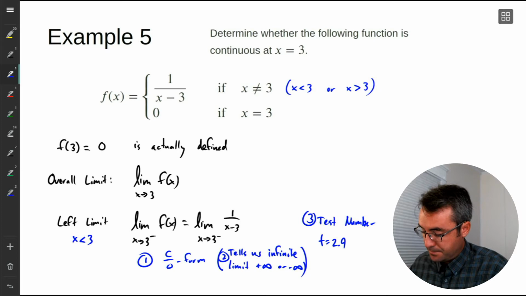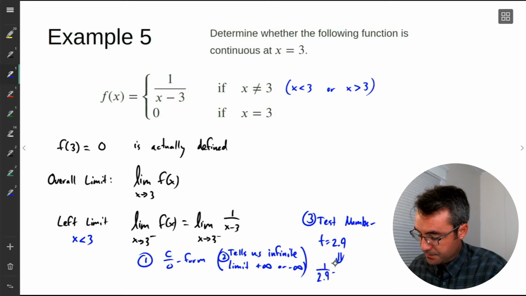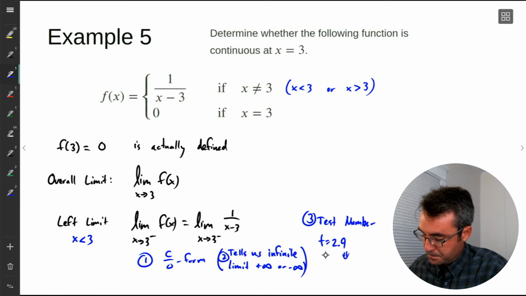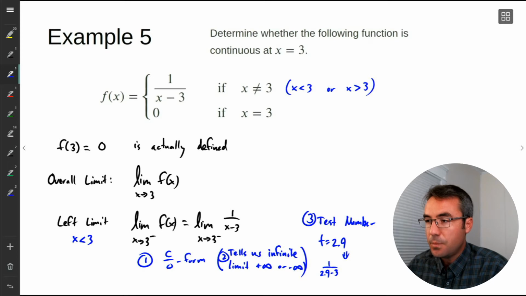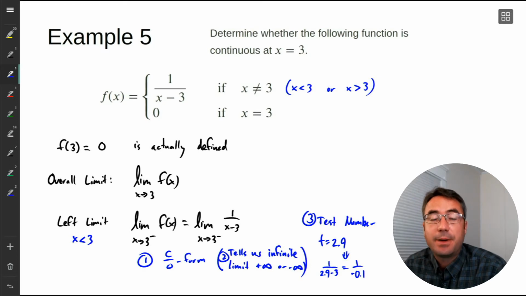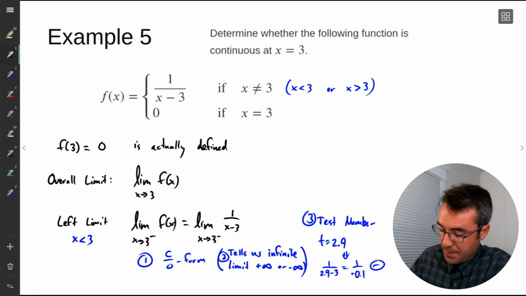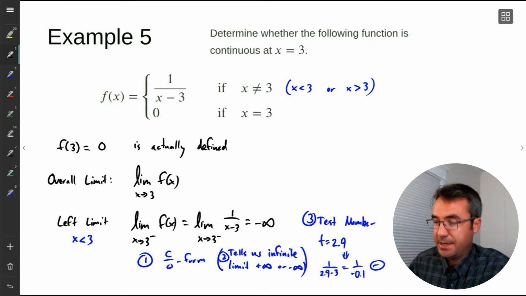So, maybe like 2.9. That's close to 3 but slightly smaller. We plug it in, and we get 1 over 2.9 minus 3, which is 1 over negative 0.1. And we don't really care about the number, we just care about the sign. We see that we have a positive divided by a negative, so the result here is negative. So this limit here is negative infinity.